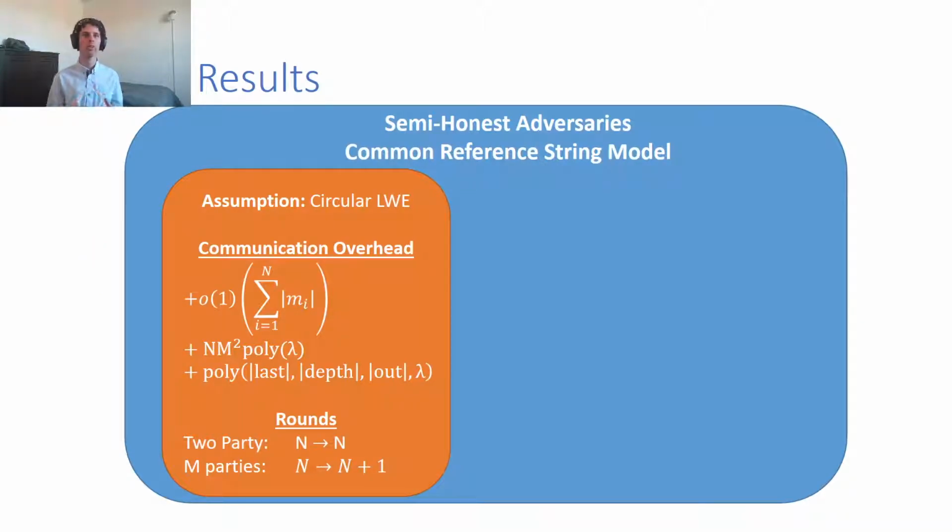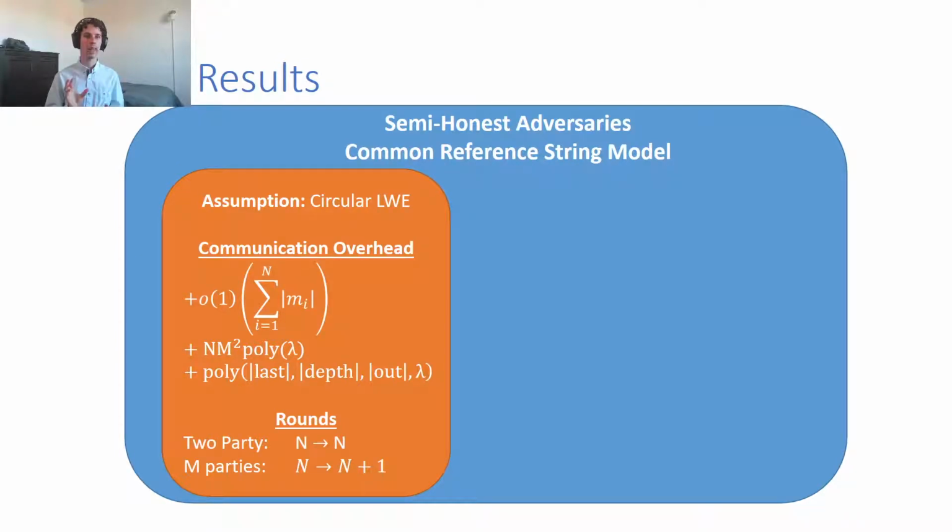We're going to start off by considering the case of security against semi-honest adversaries, which will follow the protocol and try to learn extra information by examining the messages. And we're going to do this in the common reference string model, where the parties all start with a reference string which is sampled by a trusted party and known by all parties. Assuming the hardness of the circular learning with errors problem, we can achieve this.